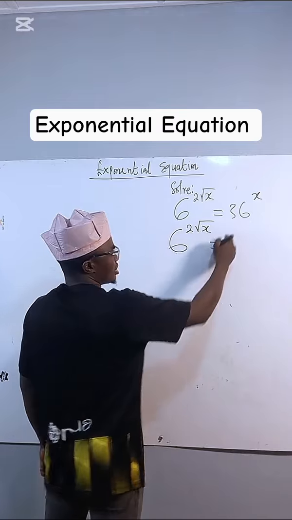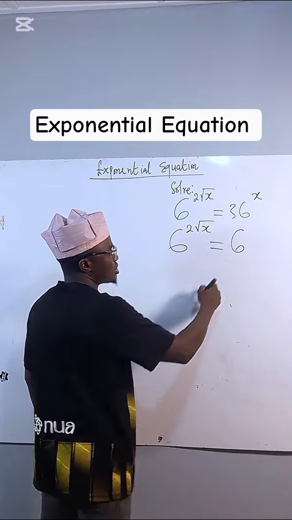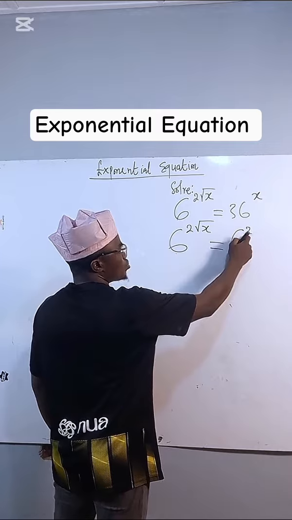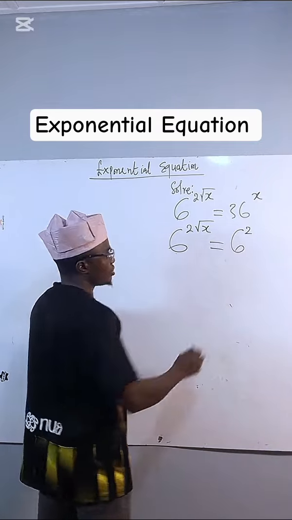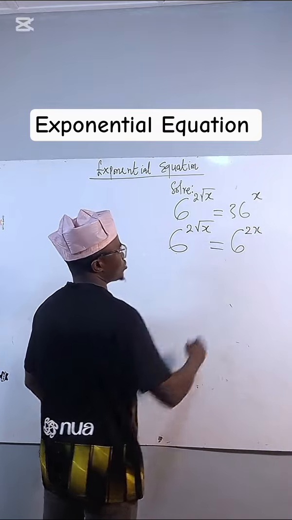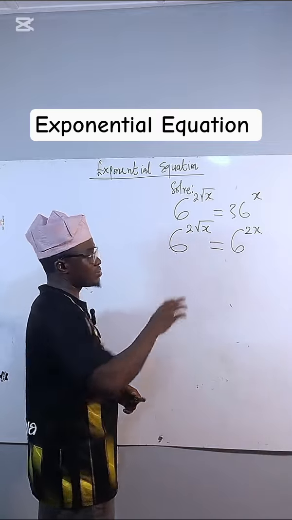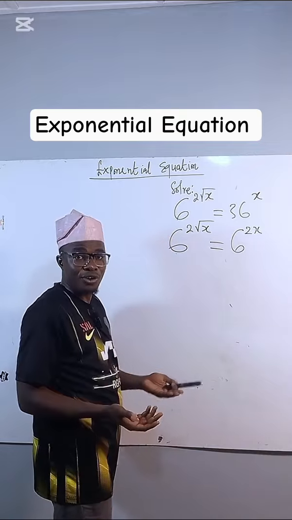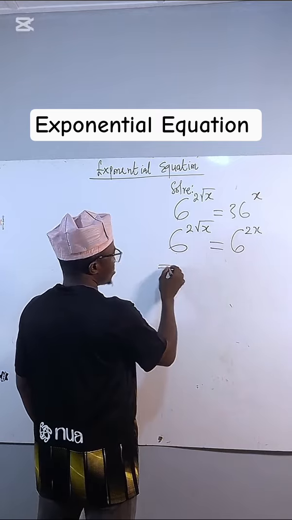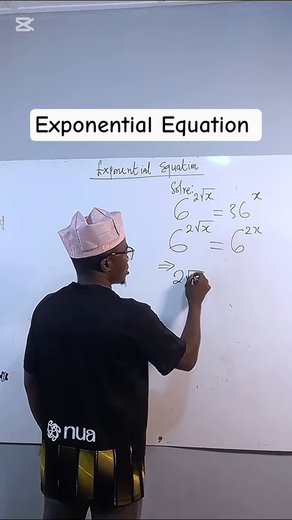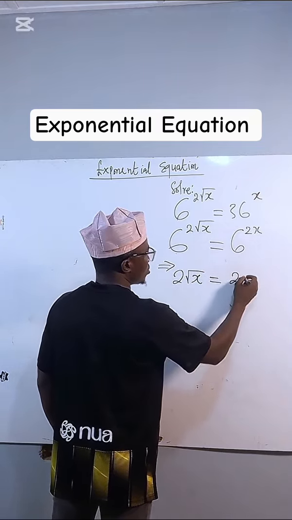36 can be written in index form as 6 to the power of 2. And this 2 here, we have to multiply by the power we have here, and we have 6 to the power of 2x. Now, because we have the same bases, we are going to equate the powers, from the law of indices. So this implies that 2 root x will be equal to 2x.